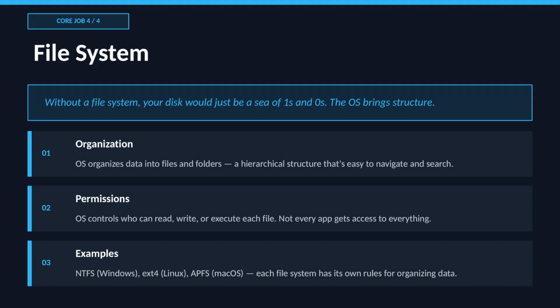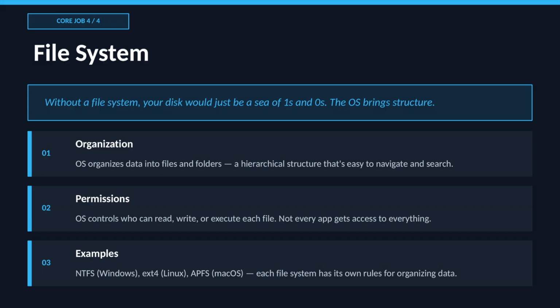The fourth core responsibility of the OS is the file system. Without a file system, your disk would just be a massive sea of zeros and ones, completely unreadable. The OS organizes all of that into files and folders, a structure you can navigate and search. It also controls permissions. Not every app can read or write every file. Your personal files are protected, and different operating systems use different kinds of file systems, each with their own rules for organizing data.